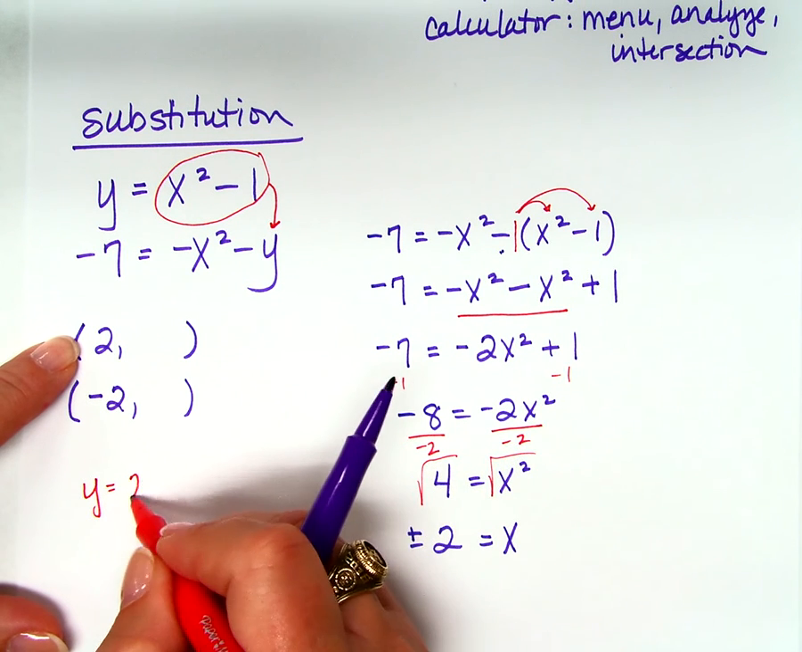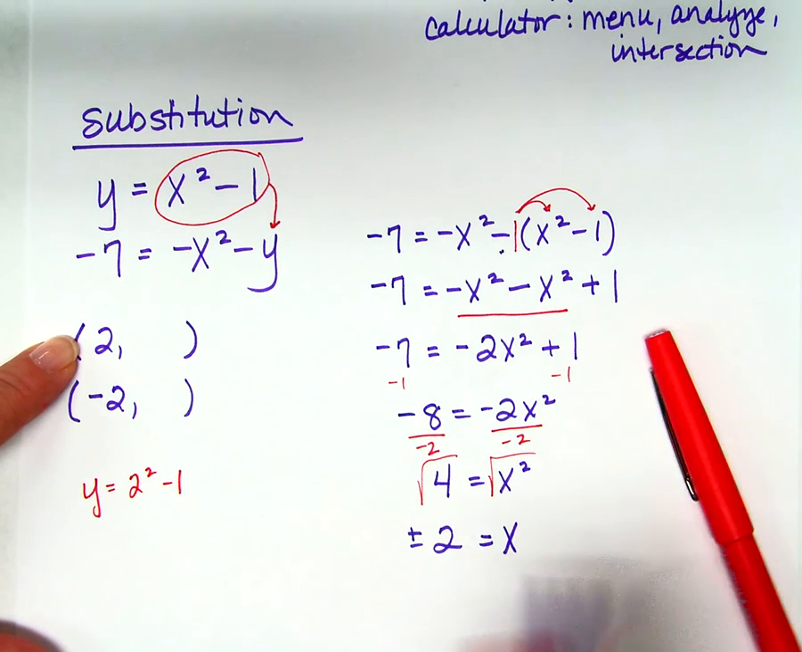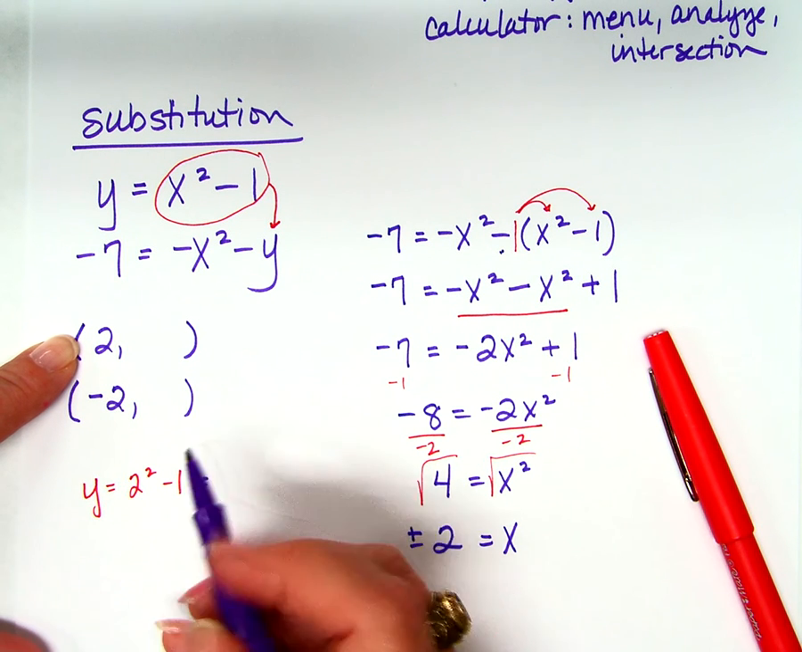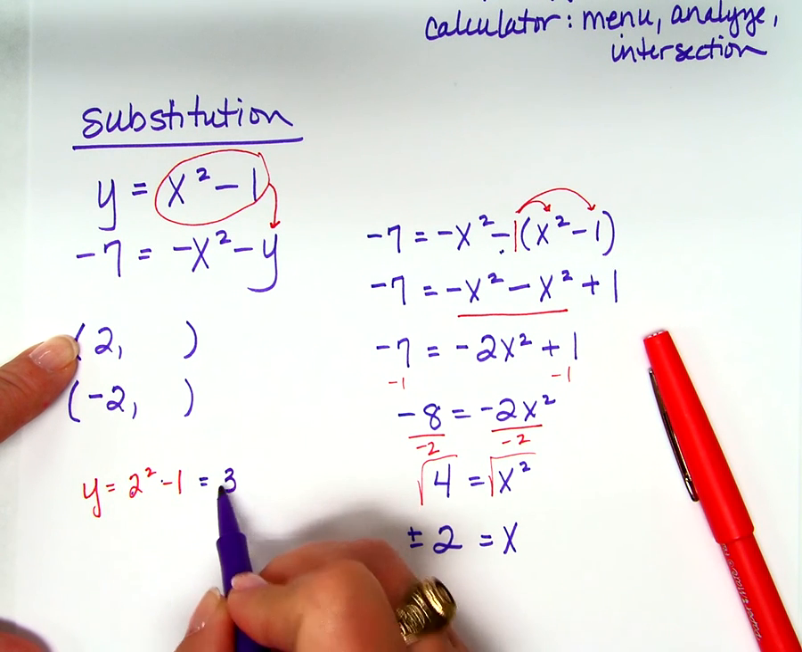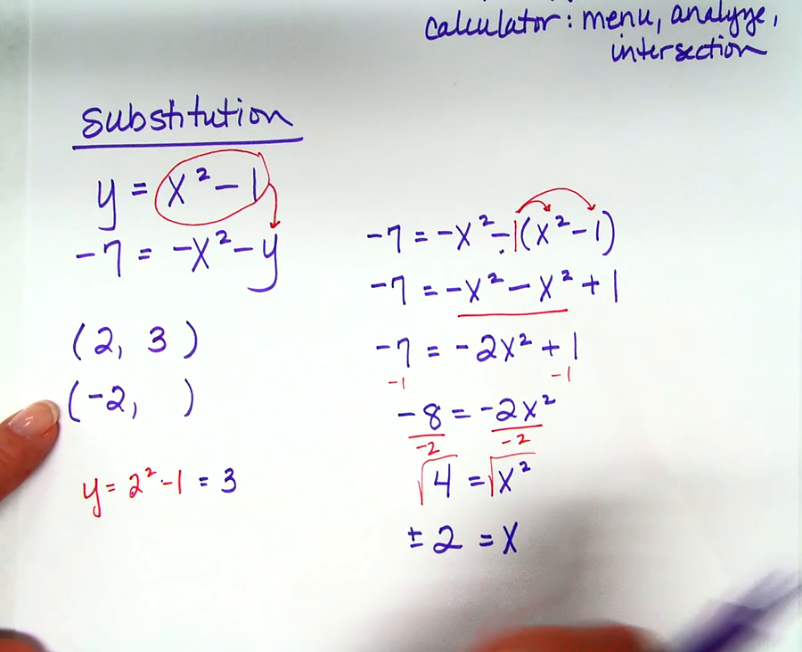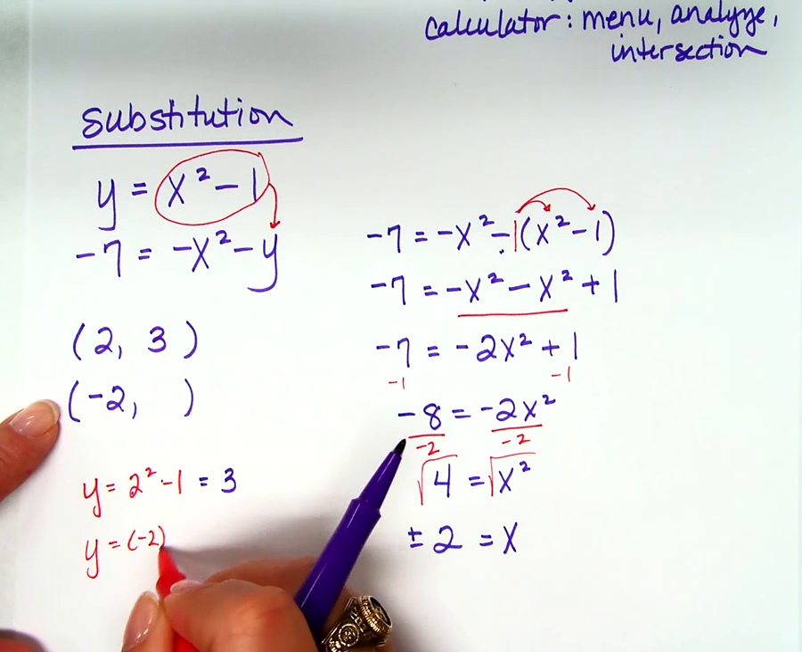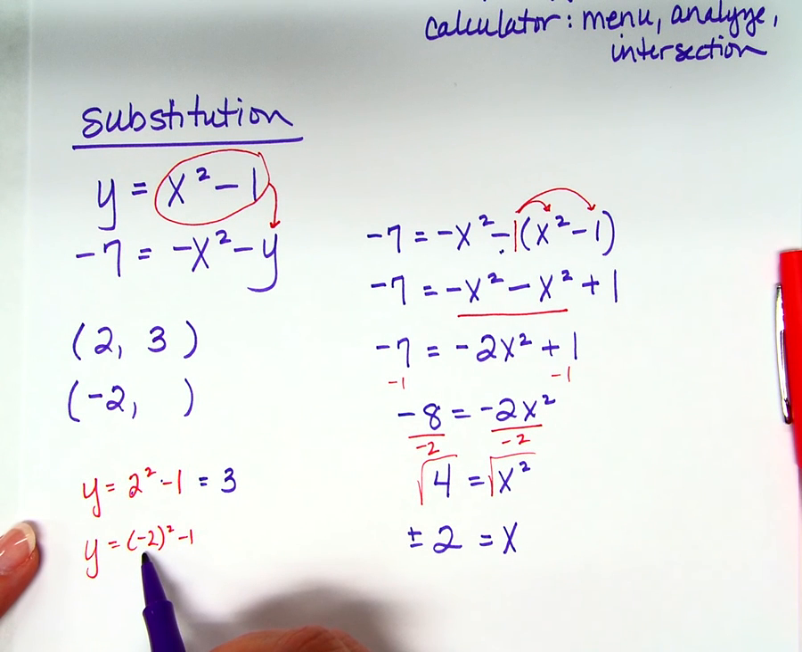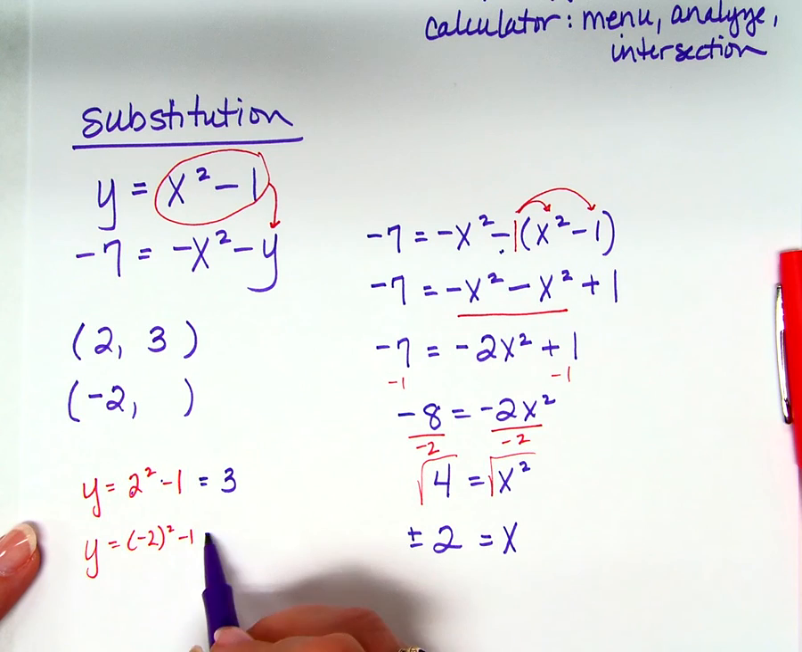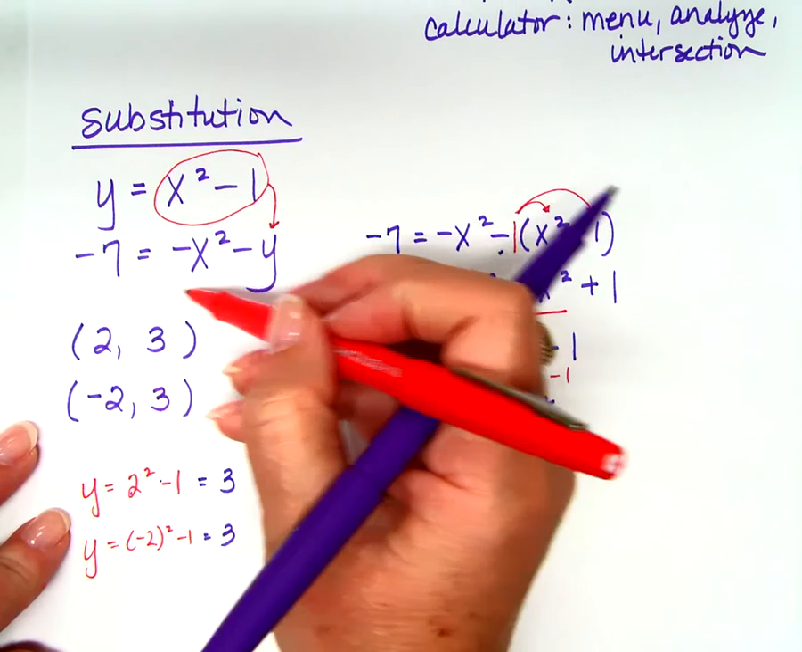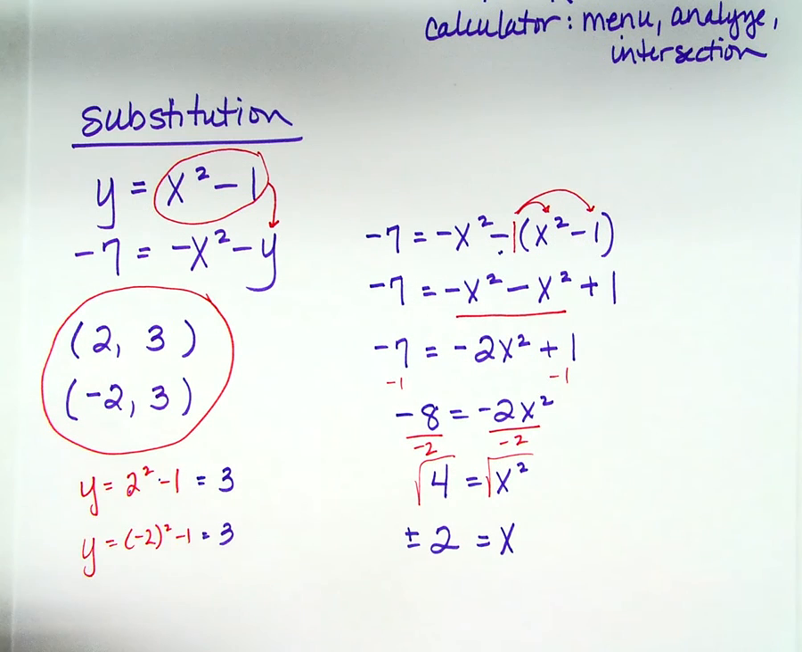So y equals, but we just have to do them one at a time, right? So let's do 2. 2 squared minus 1. Does anybody know what 2 squared is? Oh no, that took entirely too long. You scared me for a second. 4 minus 1? 3. So when x is 2, what's y? 3. Let's do the other one. Y equals negative 2 squared minus 1. What is negative 2 squared? 4 minus 1? 3. So when x is negative 2, what's y? 3. Those are my 2 solutions right there. Those are my 2 points of intersection. Do you have any questions about that?